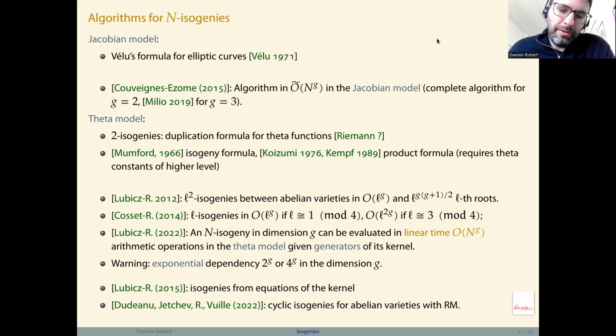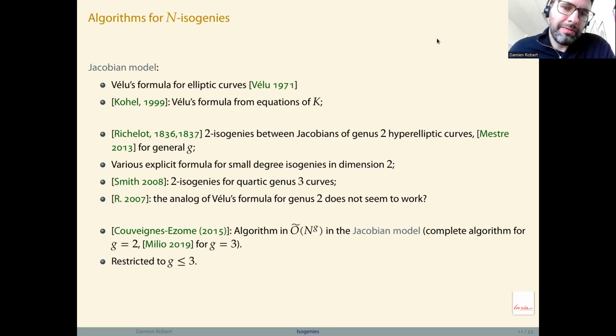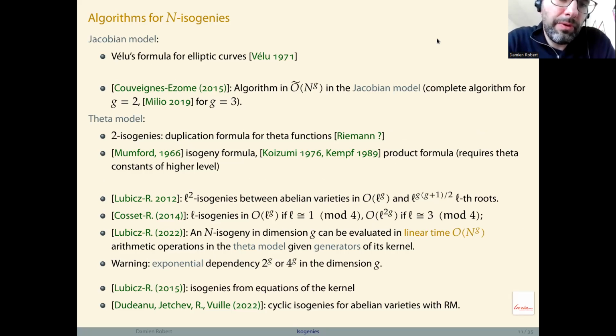So after my failure of trying to do an analog of Vélu's formula, I looked with David Lubicz at working with theta coordinates. The first thing we managed to compute are l-squared isogenies, not directly l-isogenies, but l-squared isogenies, in essentially O of l to the g, and we need to take l to the g(g+1)/2 roots of some explicit constant. So with Walter and Thomas, we did work on radical isogenies. If it reminds you of something, it's exactly similar. Any root we take corresponds to different l-squared isogenies.